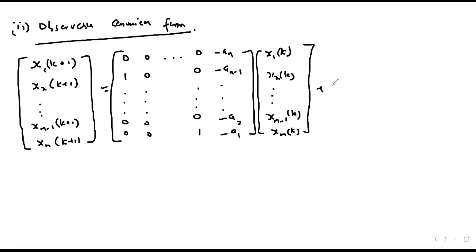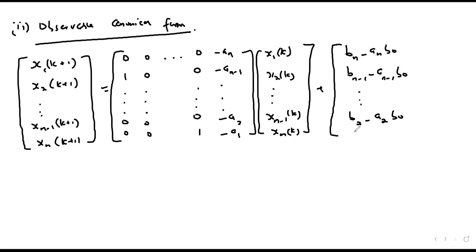plus the matrix H, we transpose matrix C from the controllable canonical form to obtain Bn minus An B0, Bn minus 1 minus An minus 1 B0, all the way up to B2 minus A2 B0 and B1 minus A1 B0, multiplied by u of k.